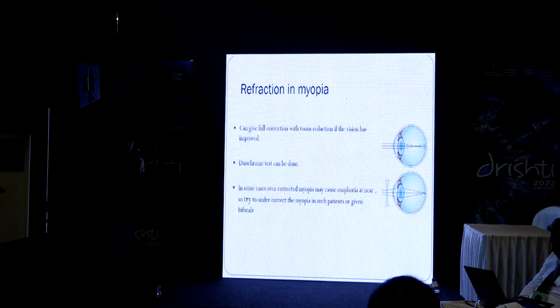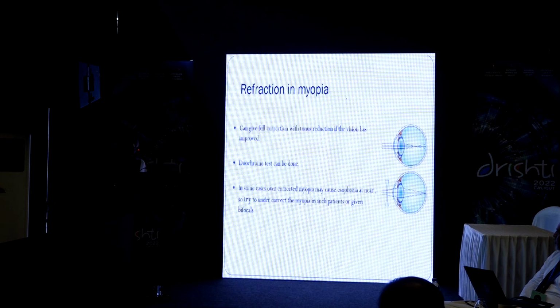So how to give the correction in a myopic child? We can give the full correction in a child. It's not always to under-correct the myopia, but we can correct the myopia fully. That will depend upon the visual acuity and how much power is required to improve the visual acuity of the patient. It is very important if the patient has amblyopia. We have to give the full correction with a tonus reduction in these cases. And we also verify whether it's over-corrected or not. So we can do the duochrome test. It's a must in myopia.